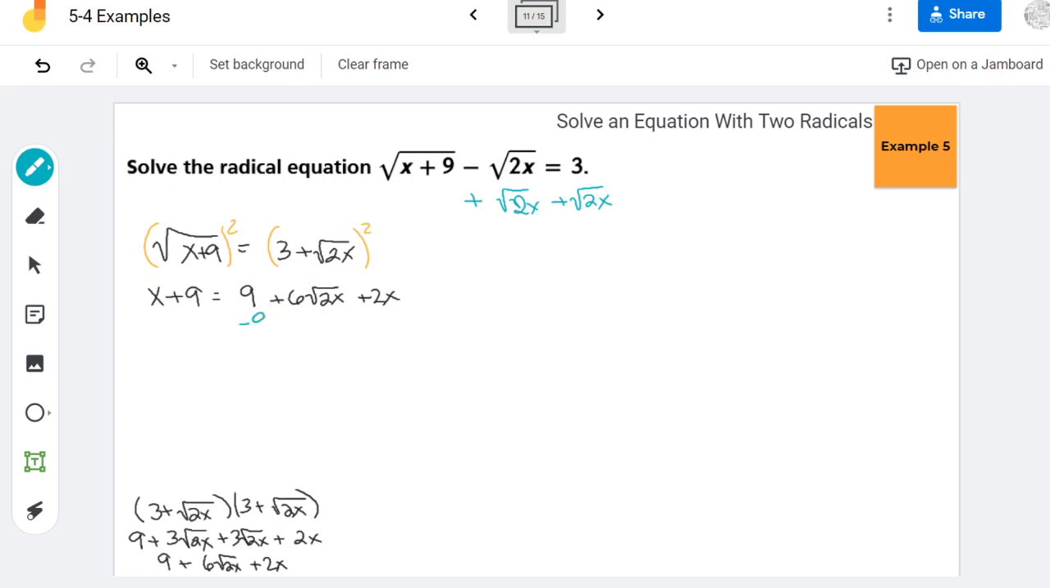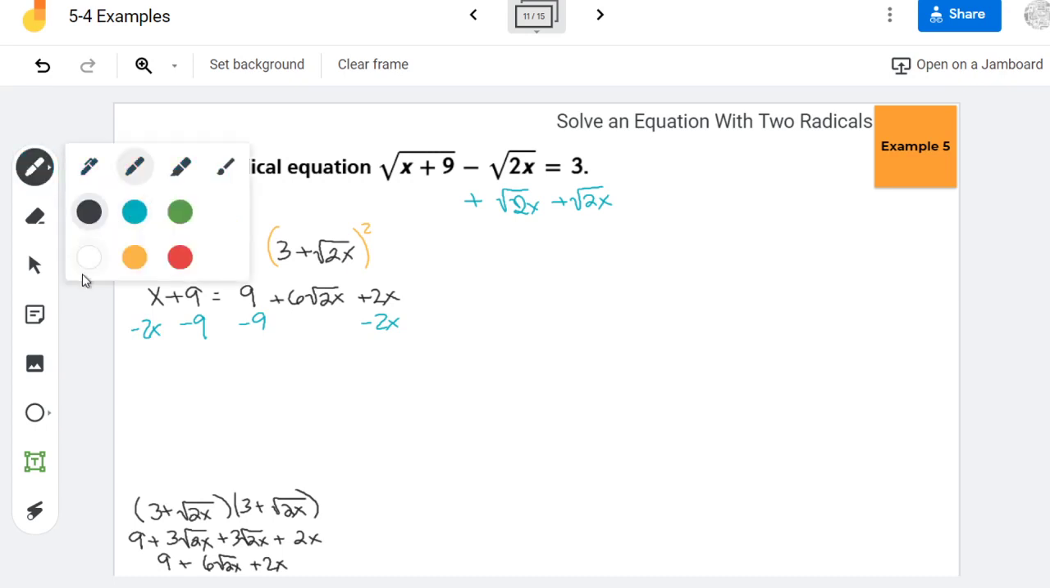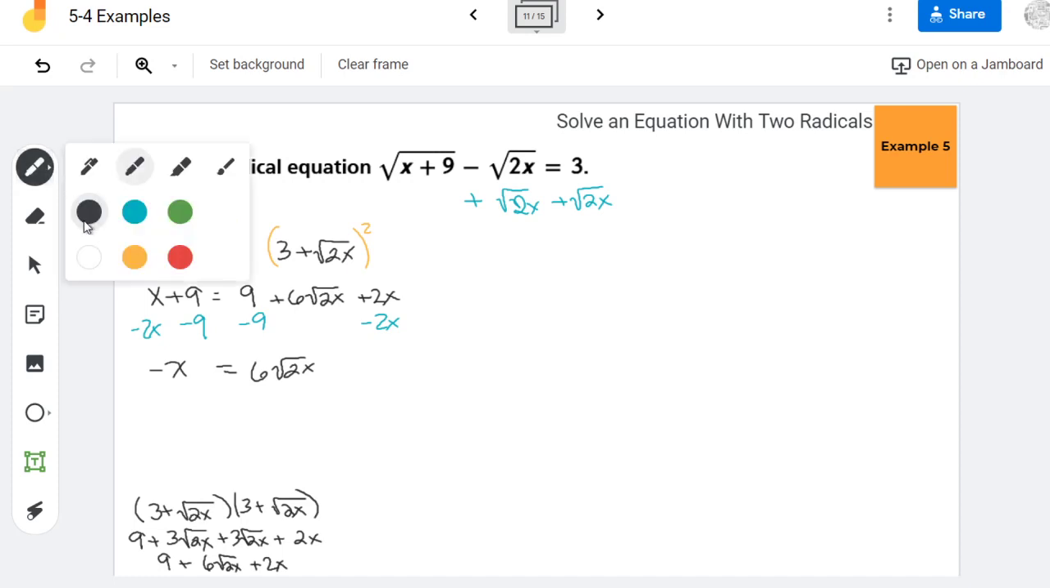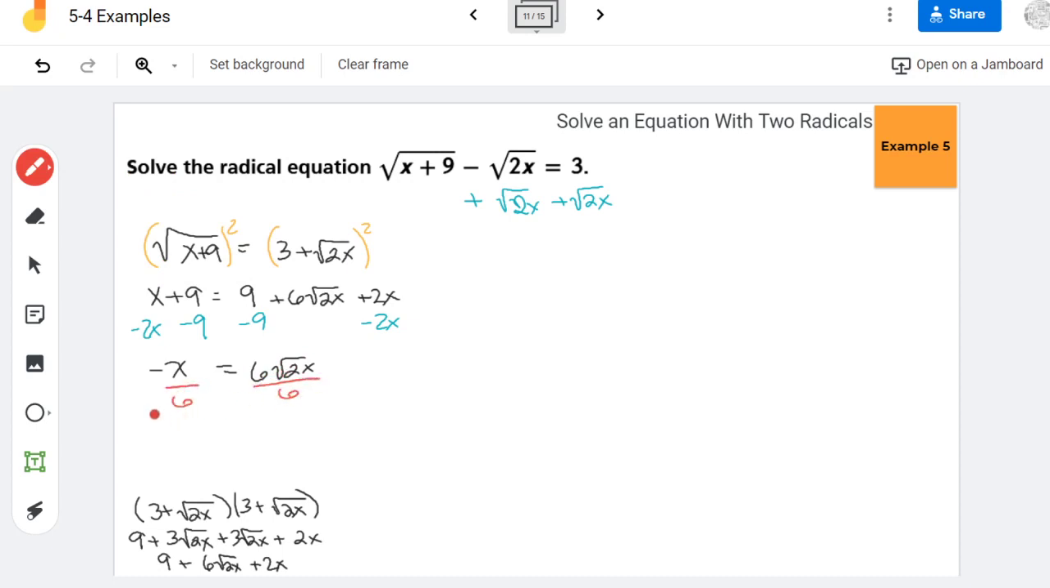So I know that I need to subtract the 9 and the 2x because they're just sitting out there. So on the left, x minus 2x is negative x, and the 9's cancel. And on the right, I'm left with 6 root 2x. Now that root is still not alone. We still have to get rid of the 6. So remember, if you have a number squished up against this grouping symbol here, that's multiplication. And so to get rid of it, I'm dividing by 6. Alright, so now I'm sitting at negative x divided by 6 equals root 2x.